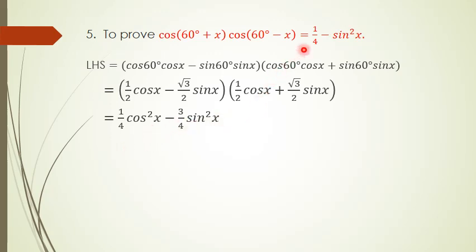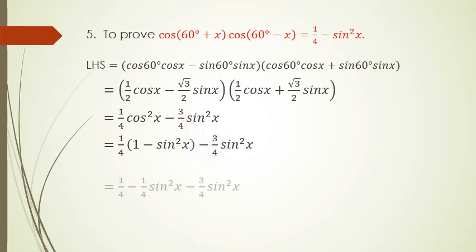And now, observing that the result we want to produce does not have cos x, it suggests that we must eliminate cos x. We must substitute for cos squared x. So that's 1/4 into 1 minus sine squared x. I hope you remember the identity. It comes from cos squared x plus sine squared x equal to 1. When you now make cos squared x the subject, it gives you cos squared x equal to 1 minus sine squared x. Then minus 3/4 sine squared x. And removing the bracket, 1/4 times 1 gives us 1/4. Then 1/4 times minus sine squared x is minus 1/4 sine squared x, minus 3/4 sine squared x.